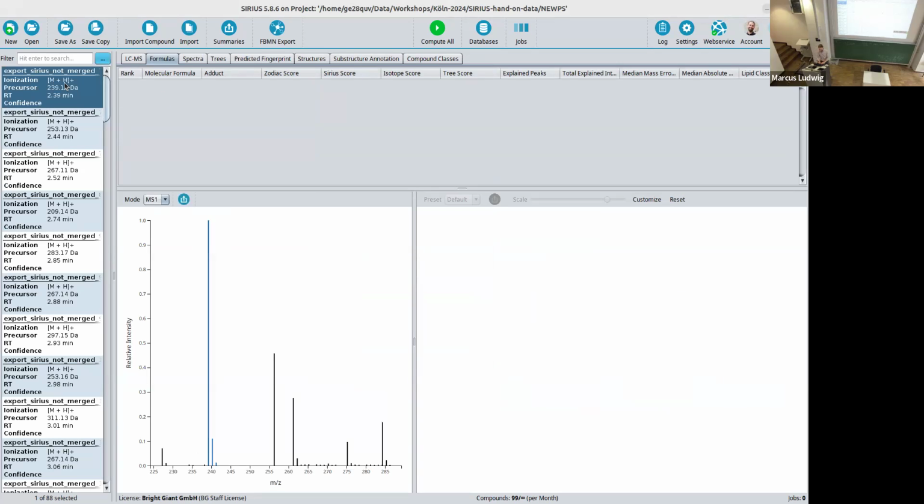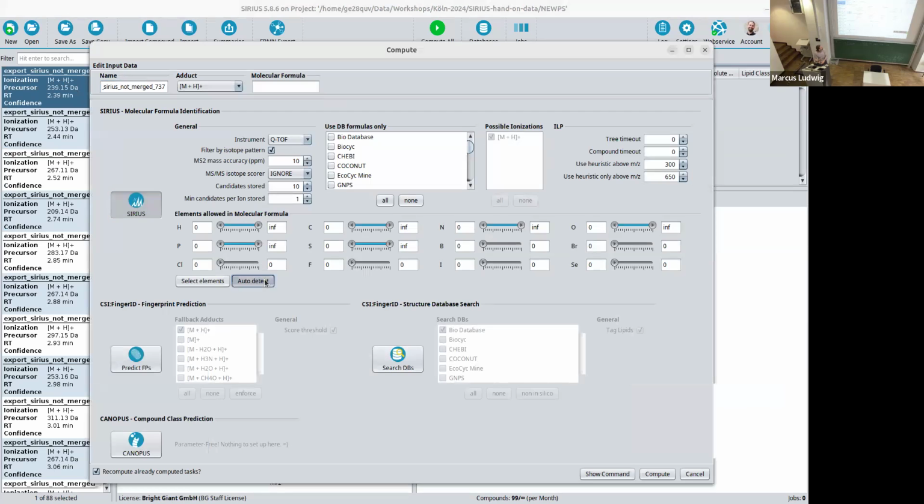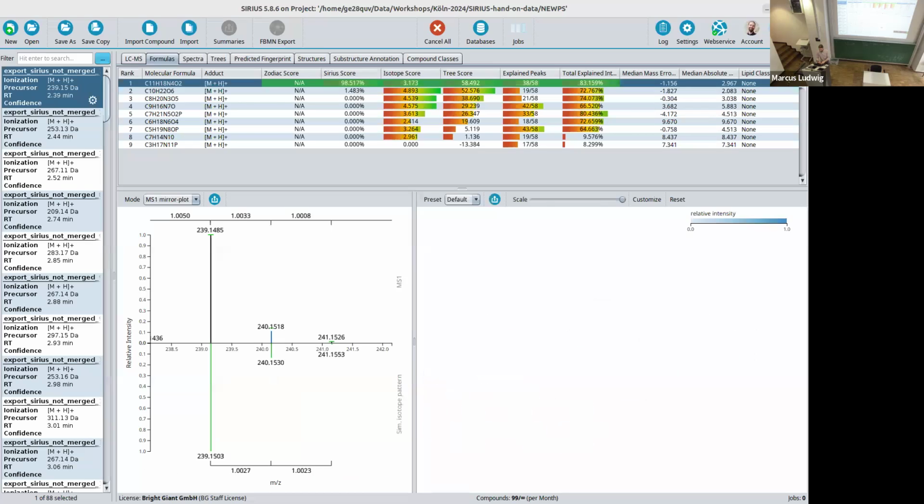and can do the thing again. And I think now we will have some nicer features here for computation. So we start molecular formula annotation, detect the adducts, do fingerprint prediction, structured database search, CANOPUS. Compute. I think these are the ones I rather had in mind.